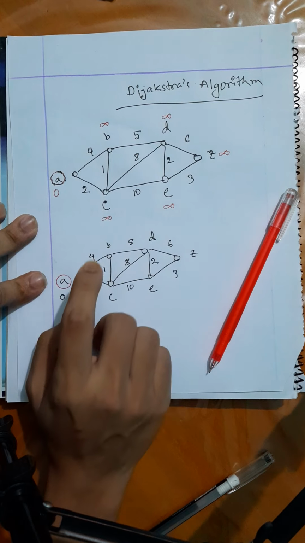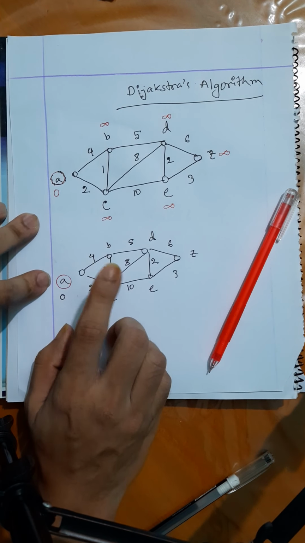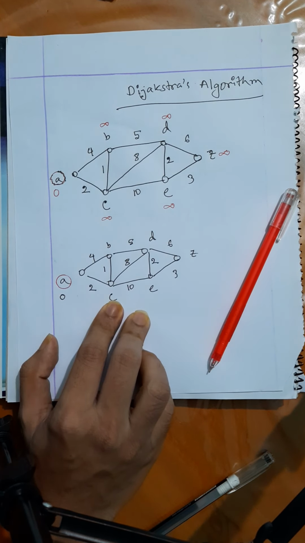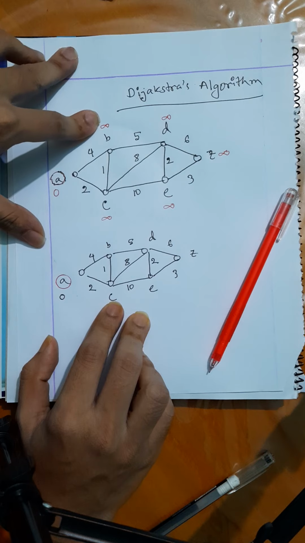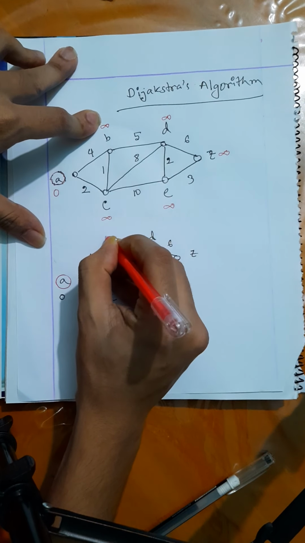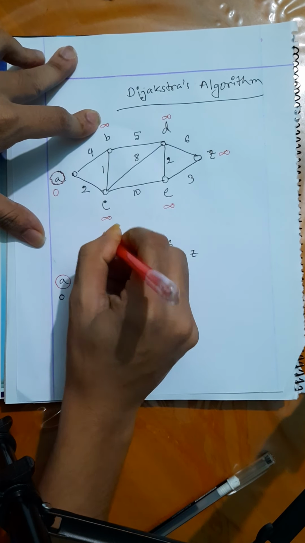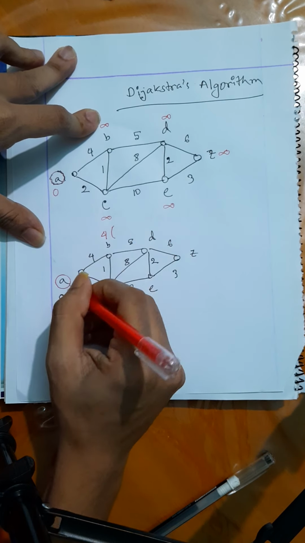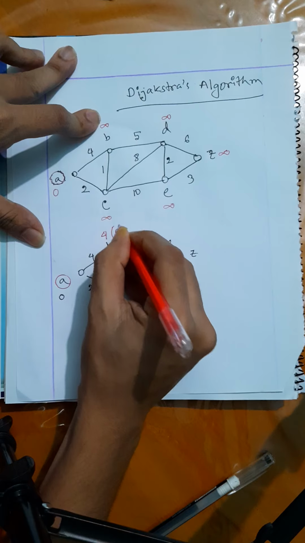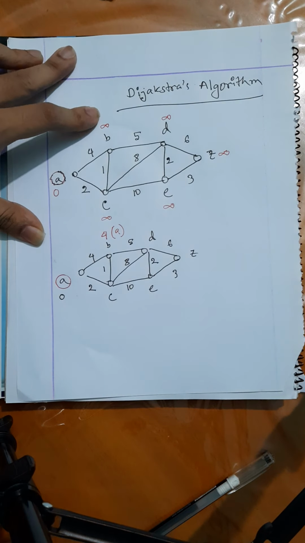Now check if this 4 is smaller than the previously assigned distance value of B or not. The previously assigned distance value of B was what? Infinite. So 4 is obviously smaller than infinite. So now we will update it to 4. And we'll keep track of the path that we came from. We only came from A, right? So in the brackets we'll keep track of the path, A.